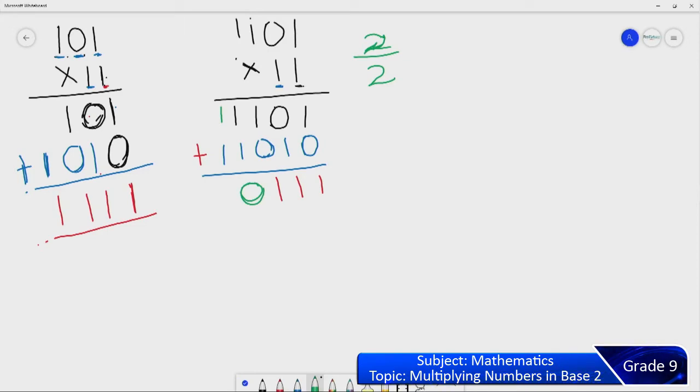So now we have 1 plus 1 again. That would give us 2, so we repeat the step again. 2 divided by 2. 2 into 2, 1. Any remaining? Nope. So now we have this 1 remaining, and we just bring it down. So when we multiply 1101 by 11 in base 2, we get 100111.